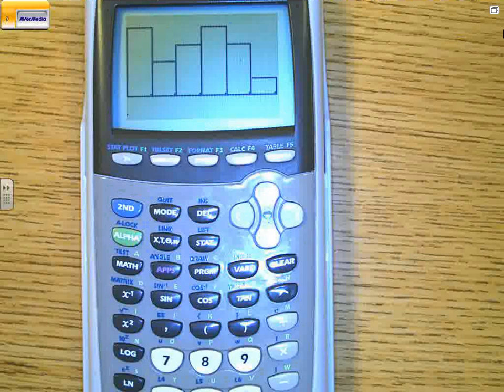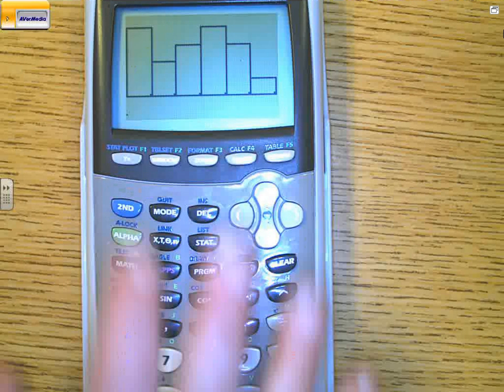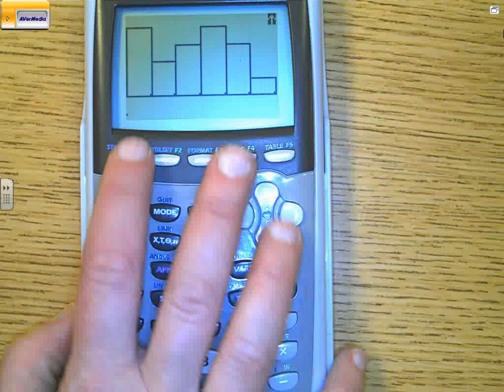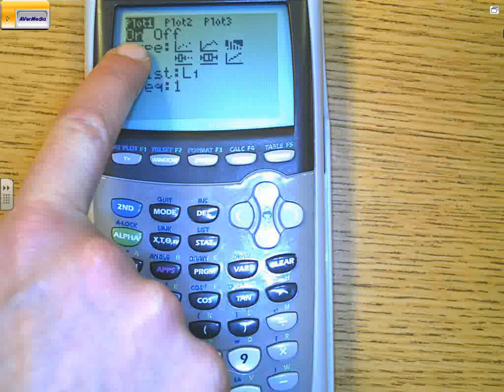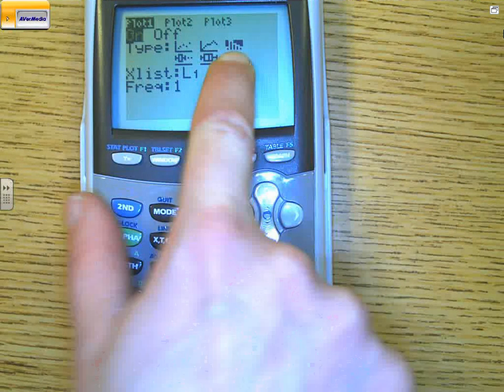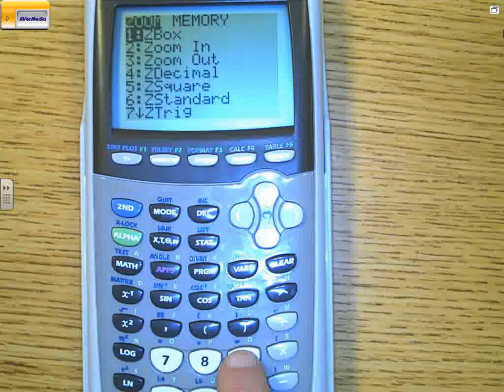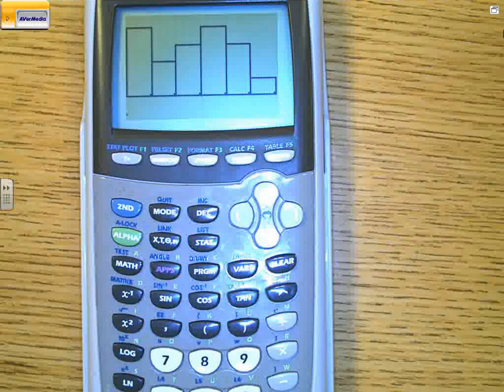Did anyone's look different? Okay. What are you trying to do? Type in the numbers, okay. So I'll go back over. You have the numbers typed in, then you go to second y equals, turn it on, pick the histogram, and it's L1, and then zoom 9, zoom stat. Did anyone's look like mine? Okay.